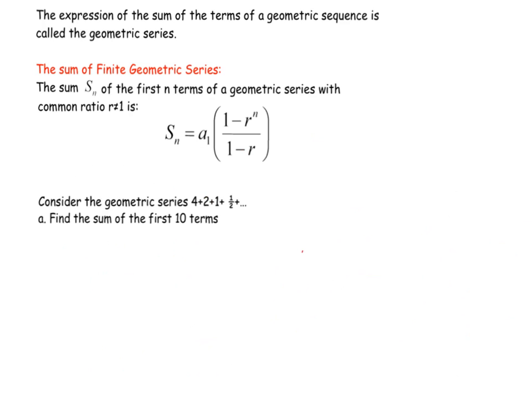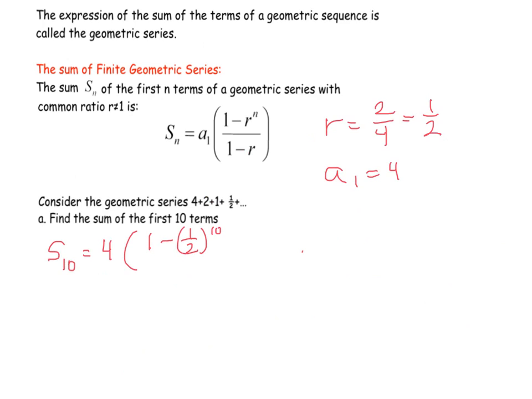So I'm going to begin with finding the common ratio. The common ratio is 2 divided by 4, any term divided by the previous term, which is 1/2. So the common ratio is 1/2, and a1 is going to be 4. Now I can find the sum of the first 10 terms. S10 equals 4 times 1 minus 1/2 to the 10th power divided by 1 minus 1/2.